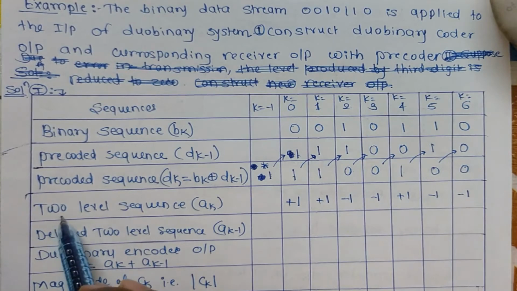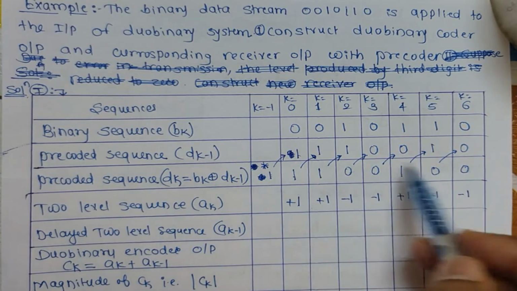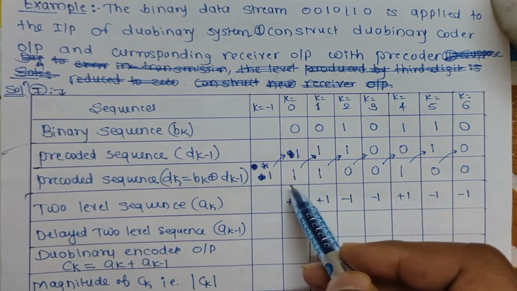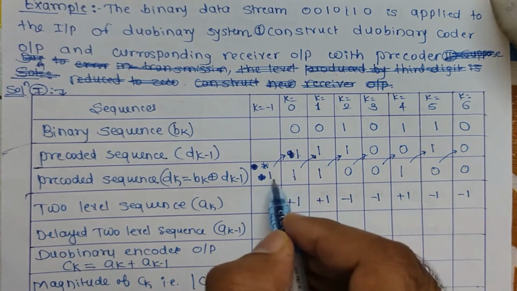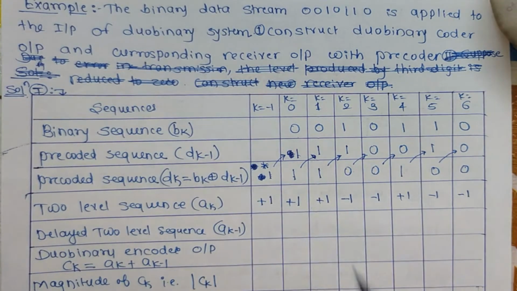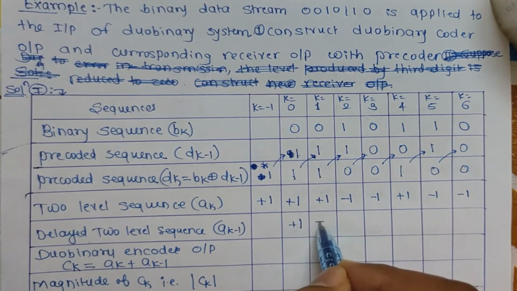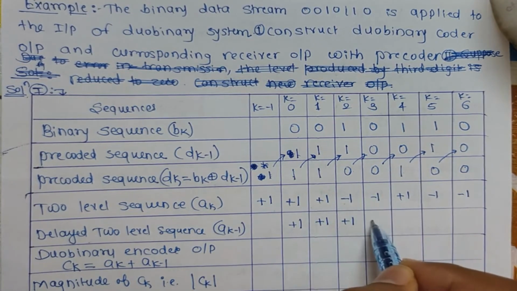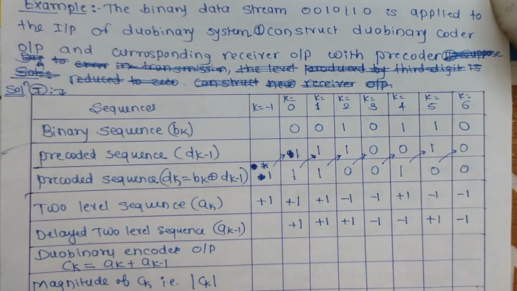Now we have to write the two level sequence a_k. This is when d_k passes through the phase shifter circuit. Phase shifter circuit means if it is 1, it will have positive polarity, and if it is 0, it will have negative polarity. So this one has positive polarity: plus 1, plus 1, 1, plus 1, 0 becomes minus 1, likewise. Now the delayed two level sequence: we have to delay this by 1 bit duration. So this plus 1 will come here, this plus 1 here, this plus 1 here, minus 1 here, this minus 1 here, this plus 1 here, and this minus 1 will come here.